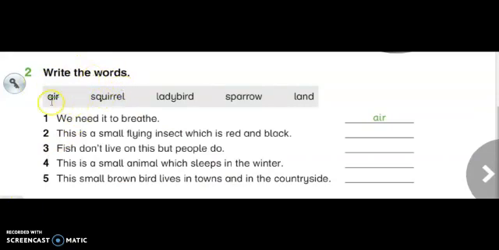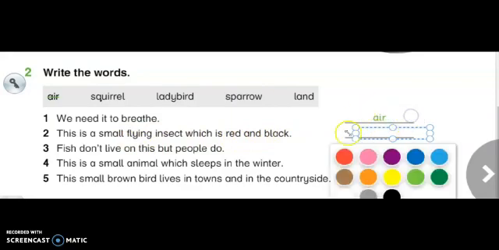Write the words. Here we have 5 words: air, squirrel, ladybird, sparrow, and land. Number 1. We need it to breathe. Yes, excellent. نحتاج للتنفس وهو air الهواء. Number 2. This is a small flying insect which is red and black. هي حشرة صغيرة تطير بلونها red and black. Yes, excellent, which is the ladybird.